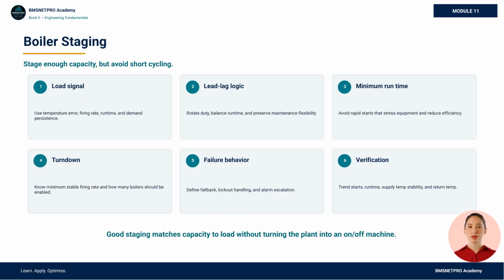Multiple boilers should be staged using more than one clue. A sequence that enables too many boilers at light load may create short cycling. A sequence that waits too long may fail to maintain supply temperature. Good staging uses load evidence, firing rate, supply temperature error, runtime, minimum on and off times, lead lag rotation, failure behavior, and trend review. The professional question is not simply, did the boiler turn on? It is, did the plant enable the right amount of capacity for the actual load?